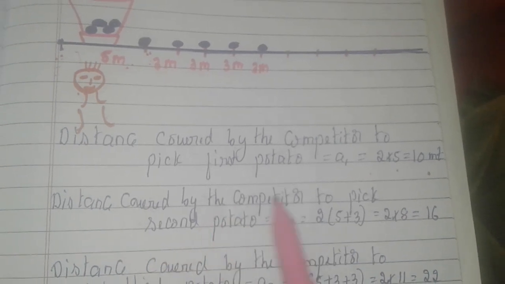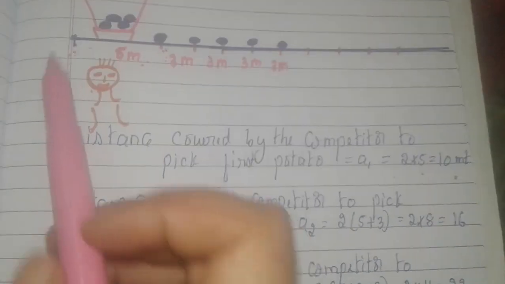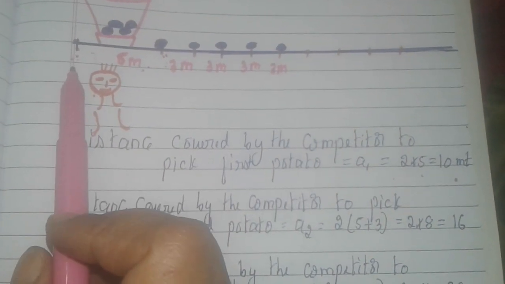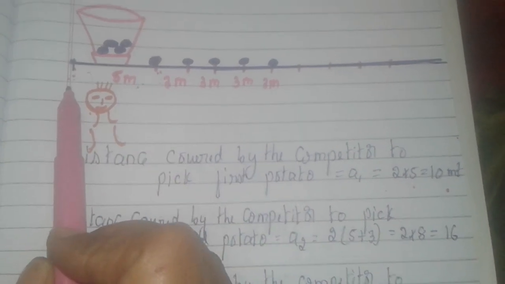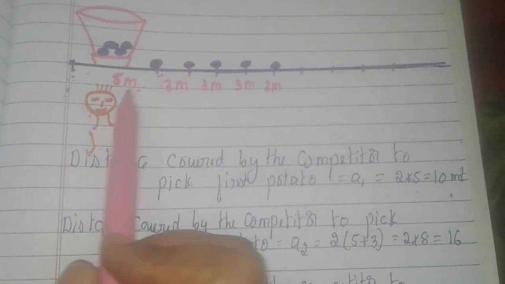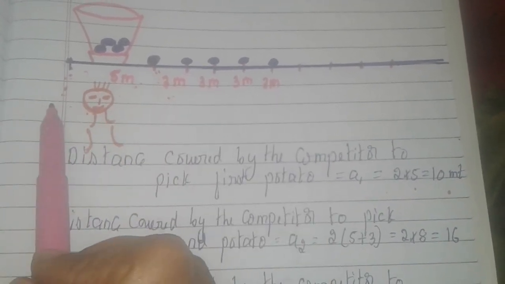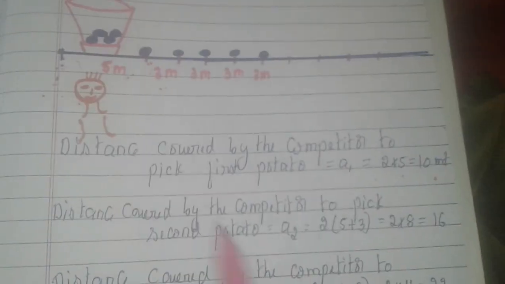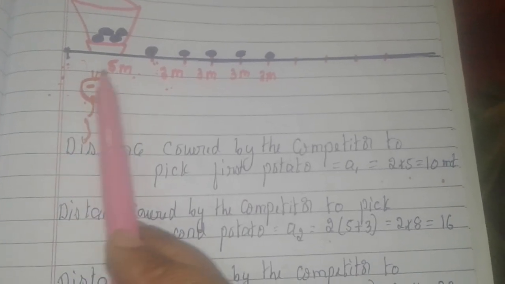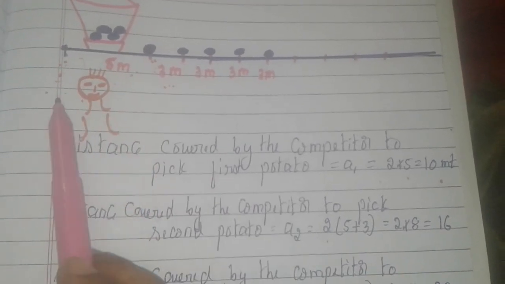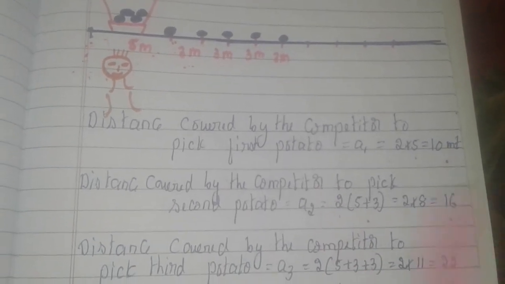Next, the distance covered by the competitor to pick the second potato, that is A2, the second term. Again, where is she standing? Again she is at the starting point. Think that this is the second potato. From here she'll run, just observe the diagram. She'll run 5 plus 3, that is 8. Again she has to come back. So 8 twos are 16. In other words, I have written 2 into 5 plus 3, that is 16 meter.